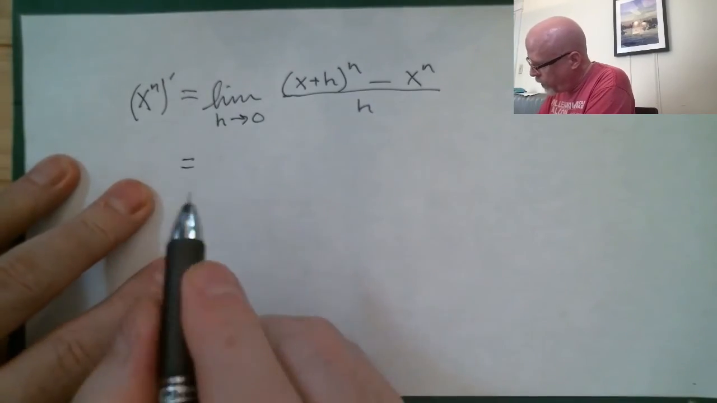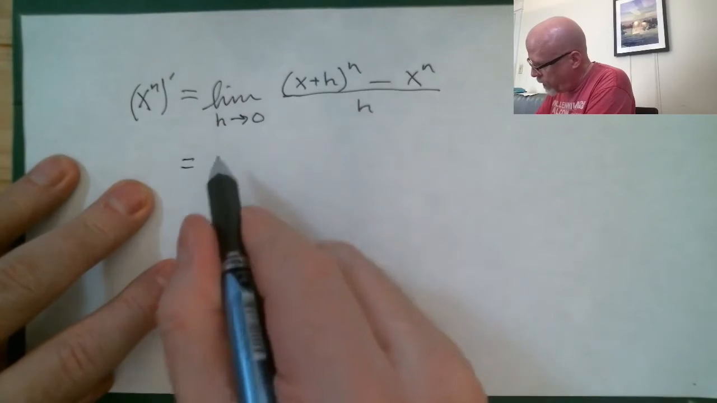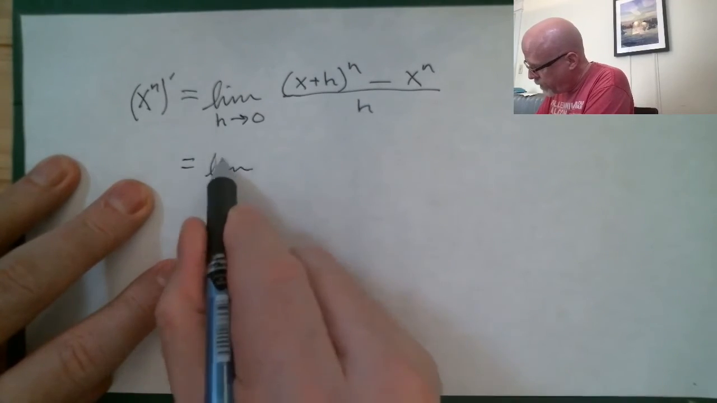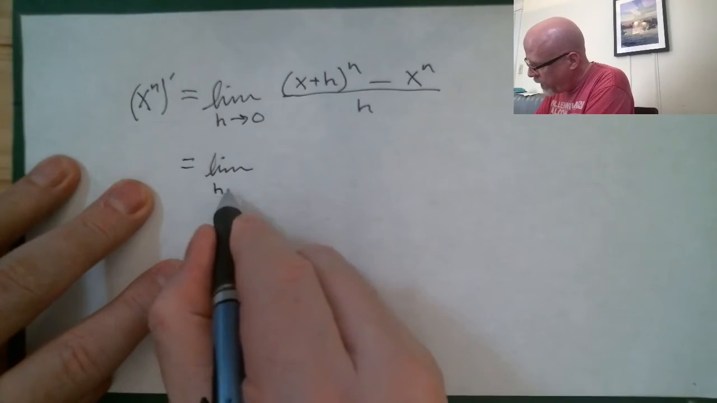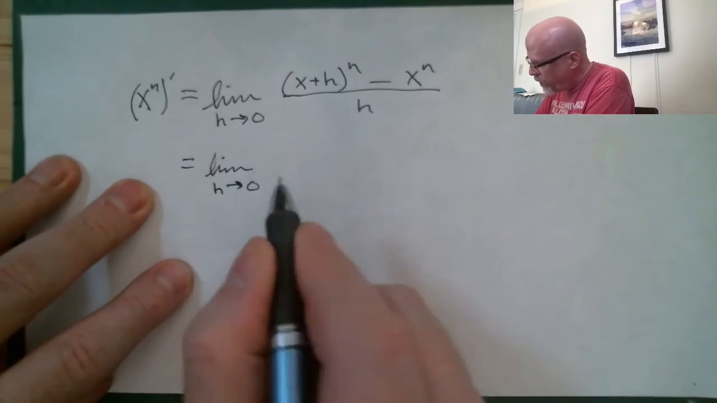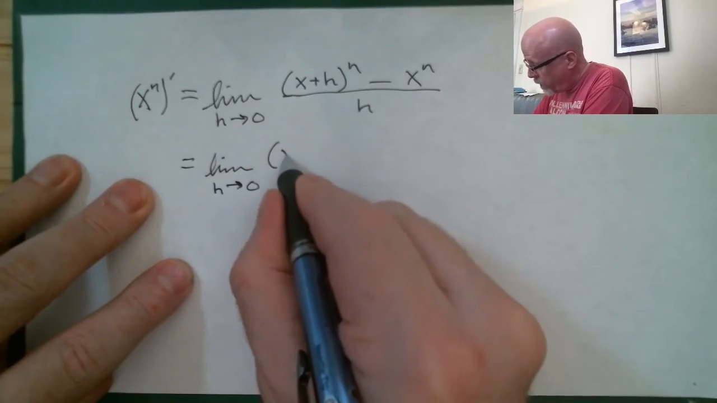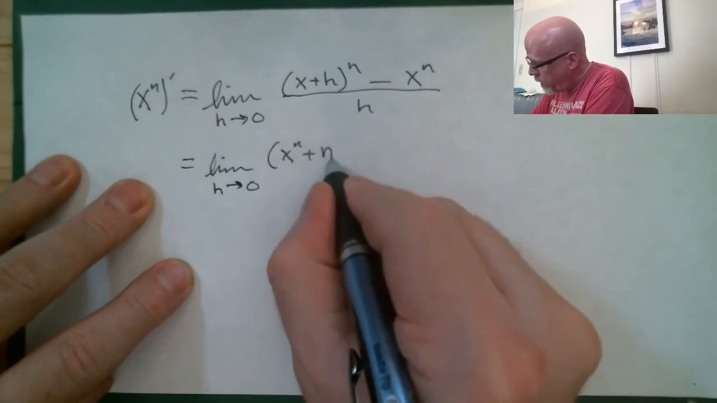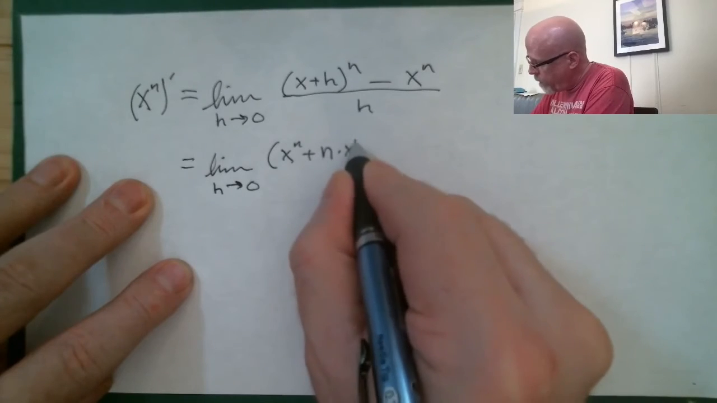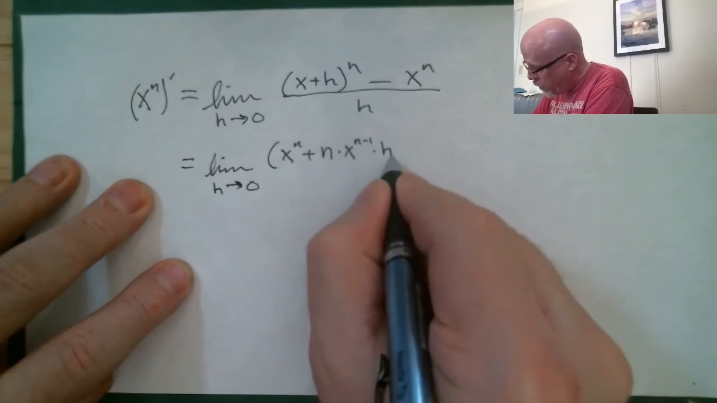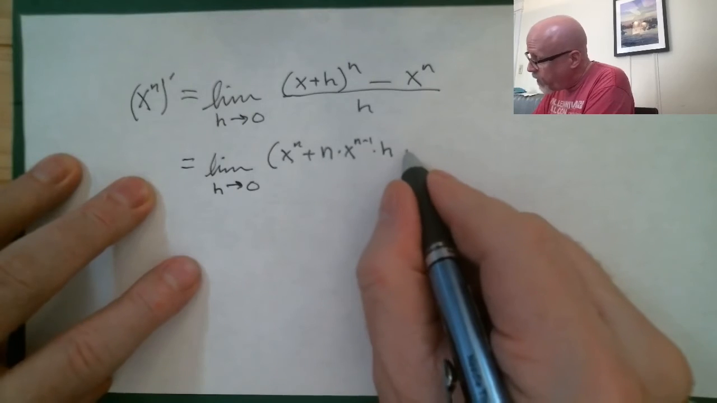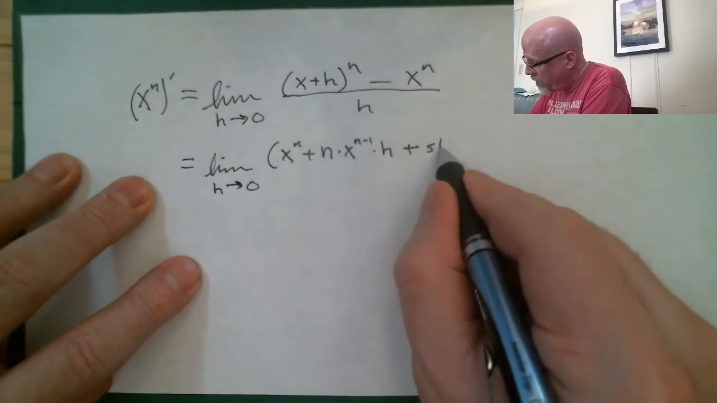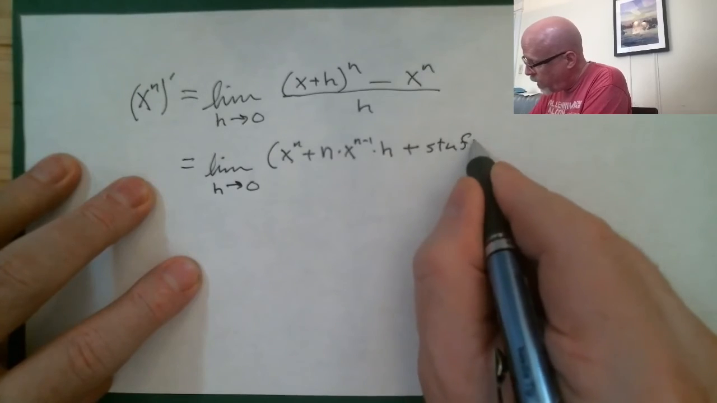And we just saw this expansion of x plus h to the n. Well, at least we know what the outline is. We know what the first several terms are. It starts with an x to the n, then there's n times x to the n minus 1 times h, and that's as much of it as I care about, because everything else is stuff with h squared or higher.